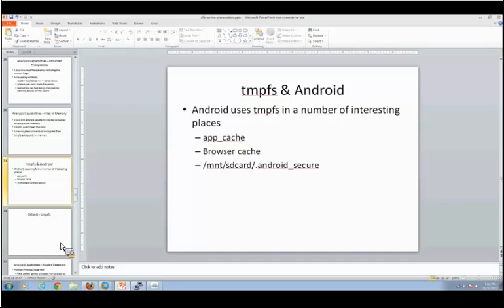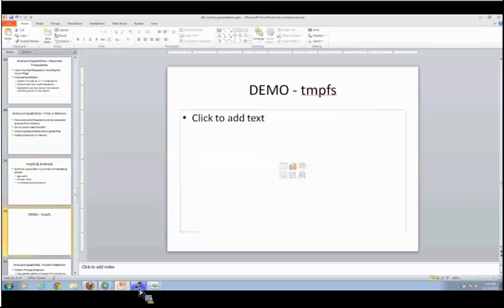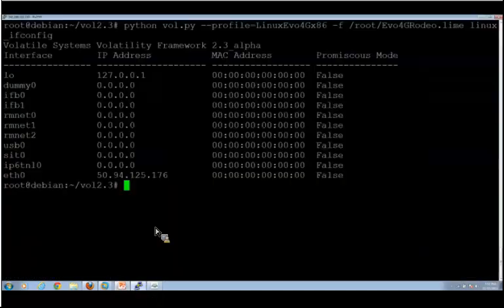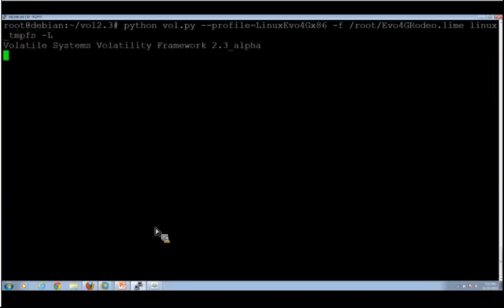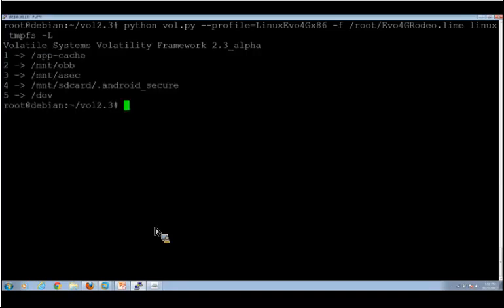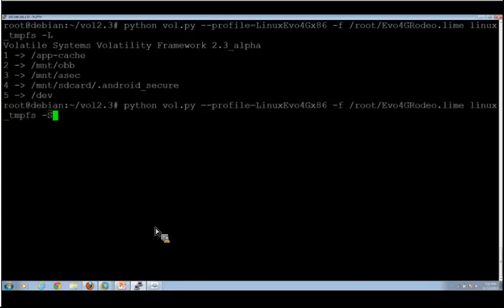So now what I want to do is actually look at recovering tempfs from memory and see kind of the power that this gives you, particularly when you're looking at Android devices. So this is done through the tempfs plugin, and you need to run it first with -L, and this is going to list all of the tempfs file systems that are in memory. And now what we see is it's giving us basically a list. These numbers don't really mean anything, the plugin just generates them, but it's saying the first one is app cache, you have your Android secure mount, and then as you would expect you have your /dev. That's the same you would see on any Linux system.